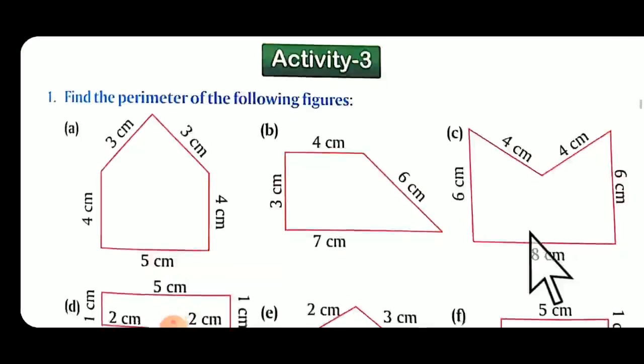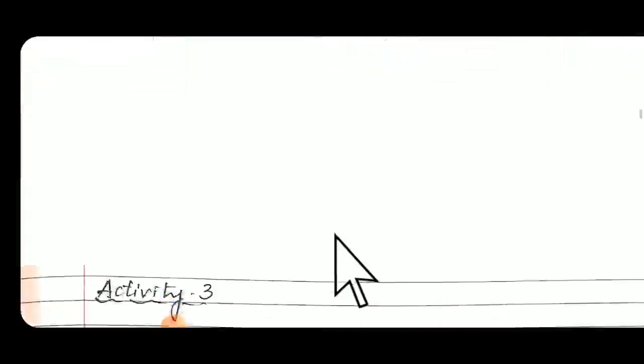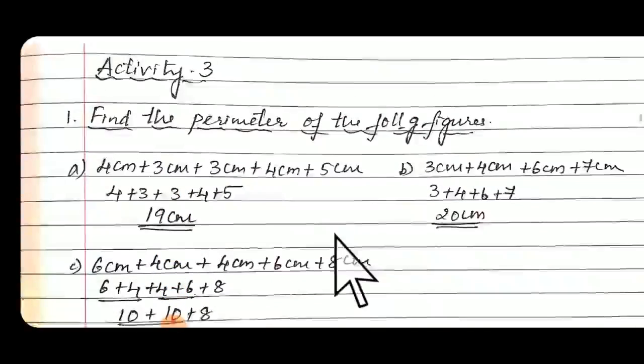Then activity 3. See, find the perimeter of the following figures. Figures are given. You have to just add all the sides. 4 plus 3 plus 3 plus 4 and plus 5. You will get the perimeter. Similarly, you have to add all the measurements. You will get the total. You have to do it for this in the notebook.